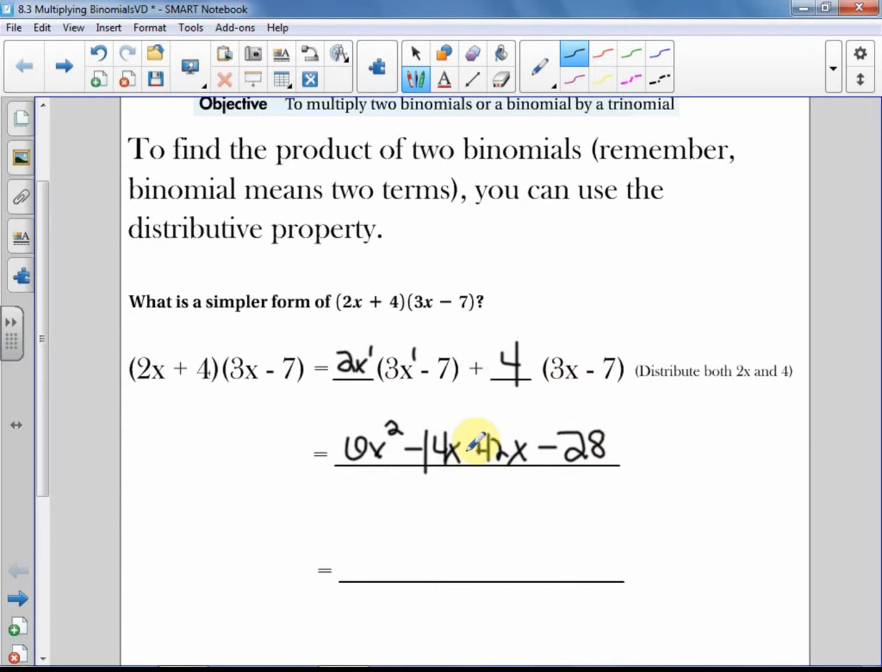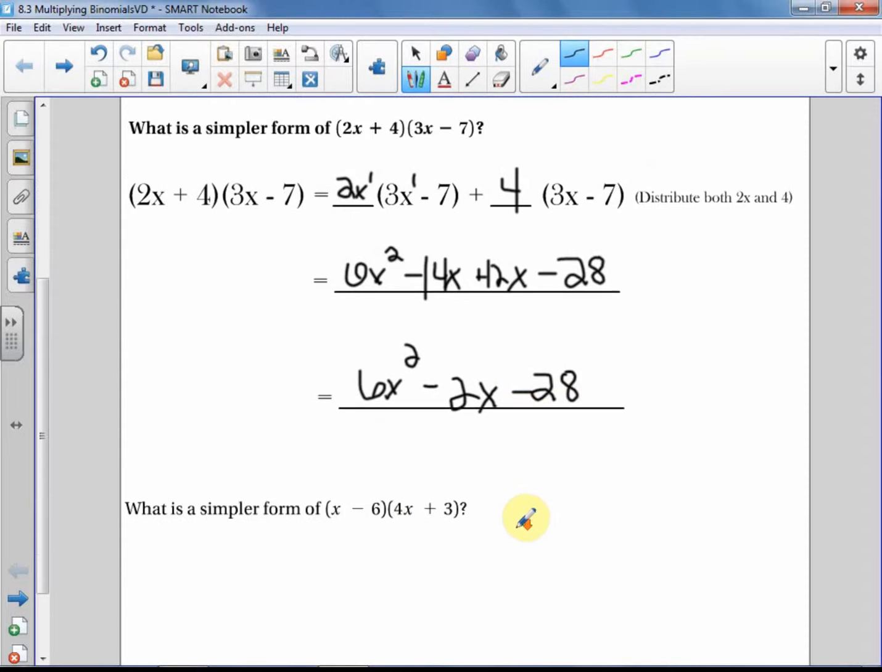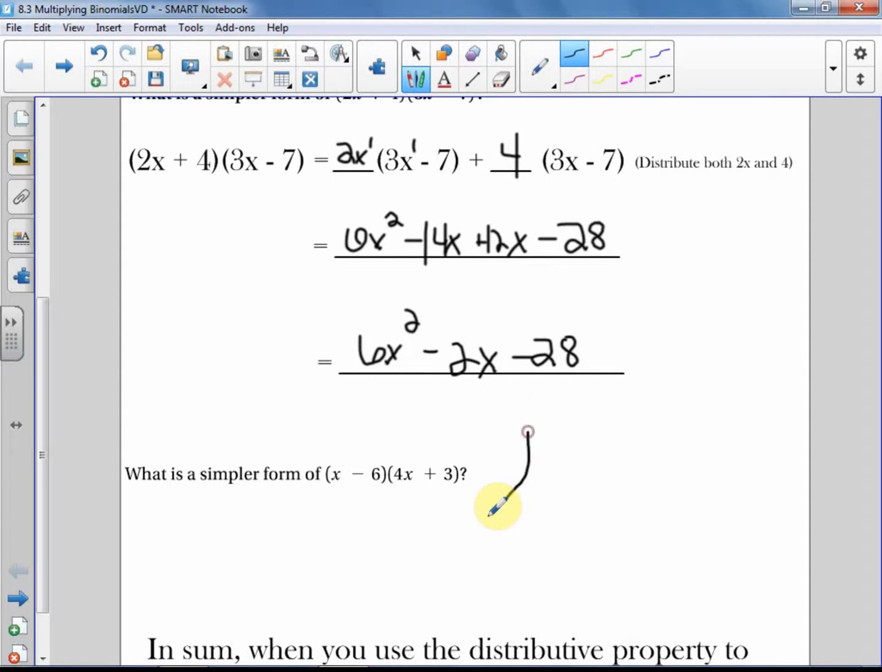So I need to clean this up a bit. I can further simplify this polynomial by combining like terms. I have a negative 14x, and right here it's a little sloppy, but that says positive 12x. So I'm going to combine like terms. 6x squared. Negative 14x plus 12x is a negative 2x minus 28. I would like you to try this next example on your own. Use the same process that we used above.